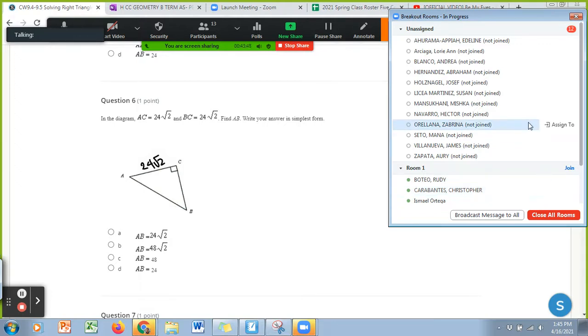Okay, anyway. Alright, if you are in the main room, I'm doing number 6. So AC is 24 radical 2, and BC is 24 radical 2 as well. Okay, so what does that tell you? You can either use Pythagorean theorem because it works for all, but if you see that both are equal, that means it's an isosceles right triangle. So isosceles right triangle means 45, 45, 90, and that will make it a lot easier.